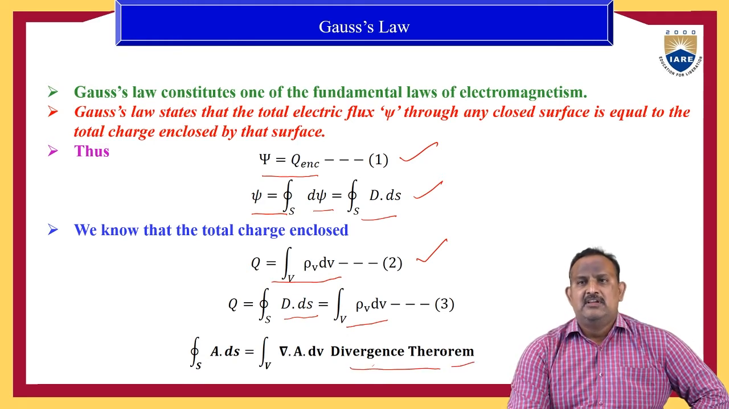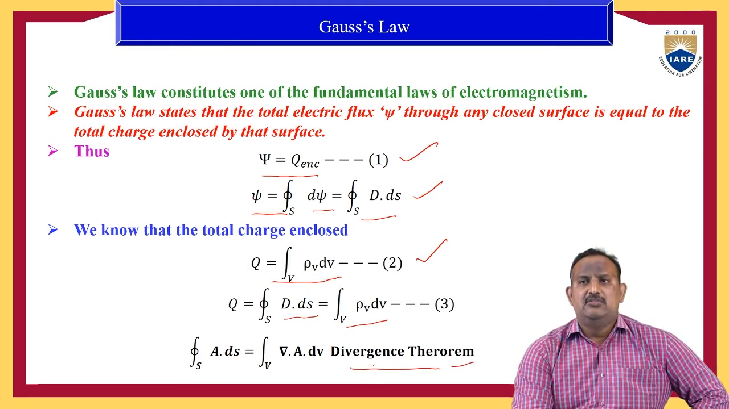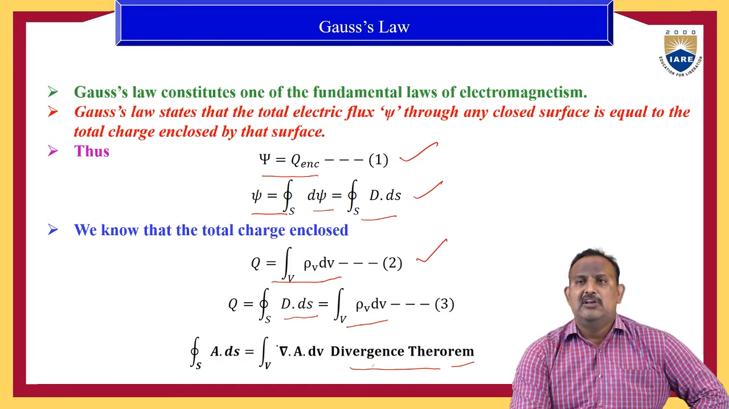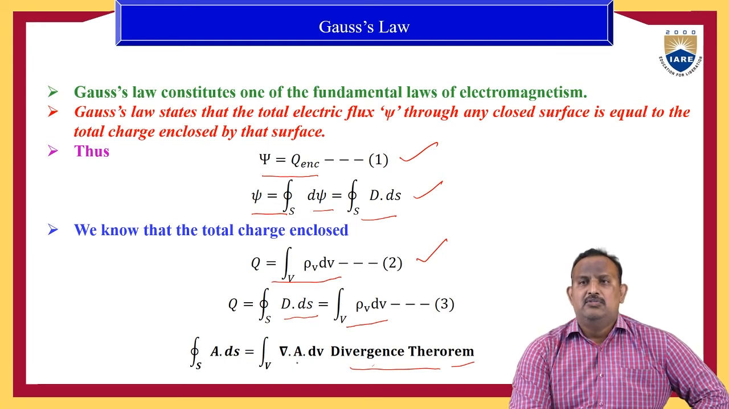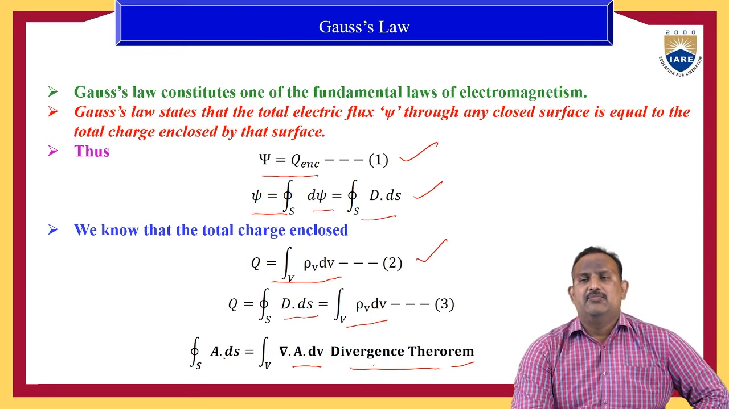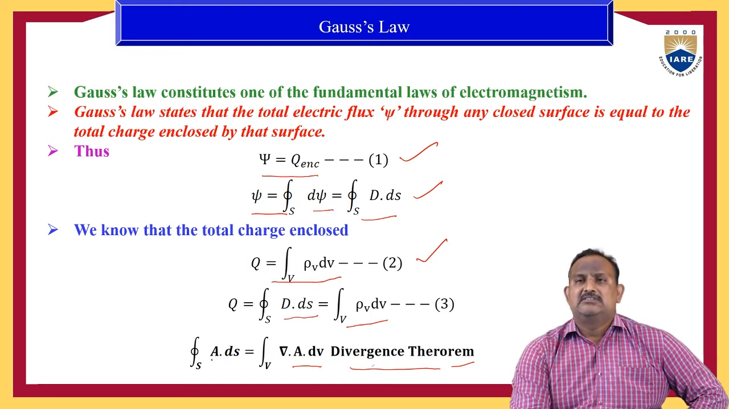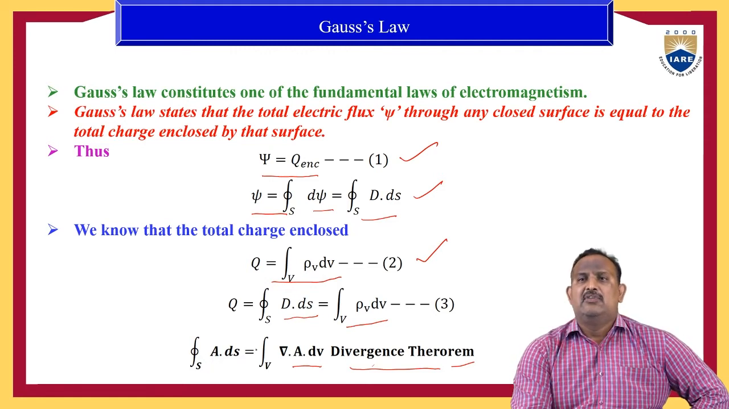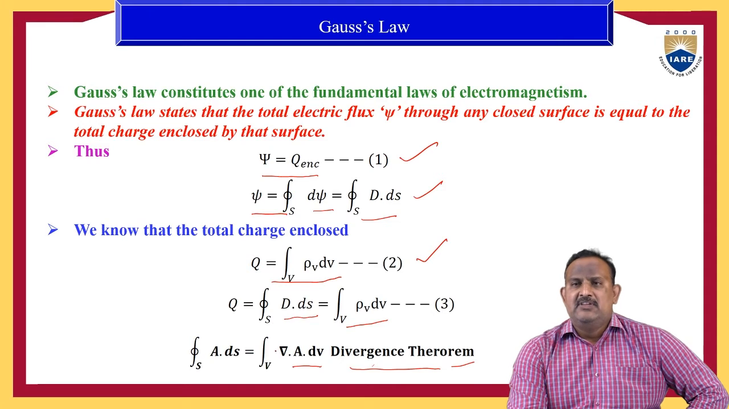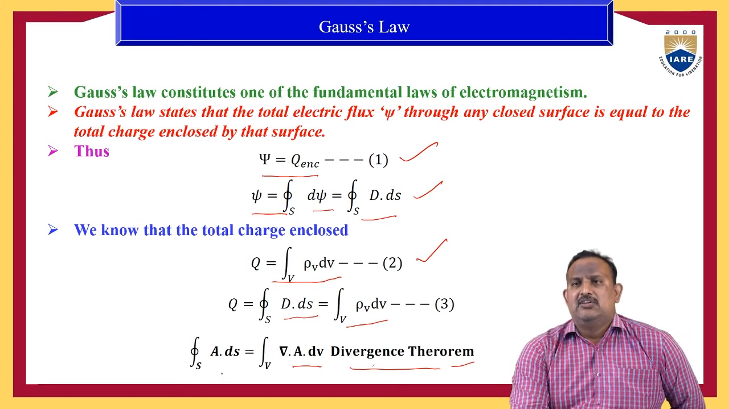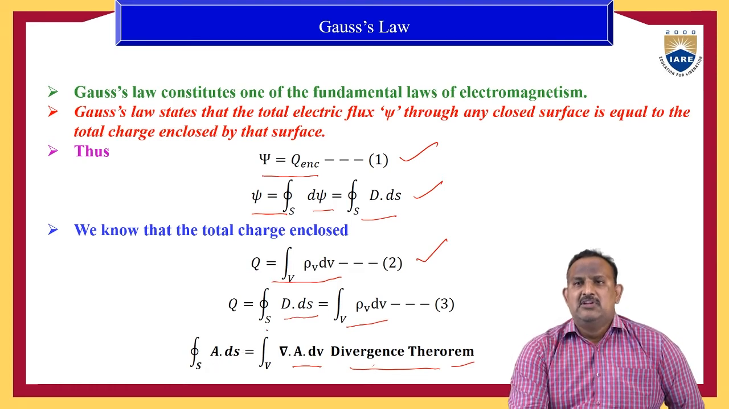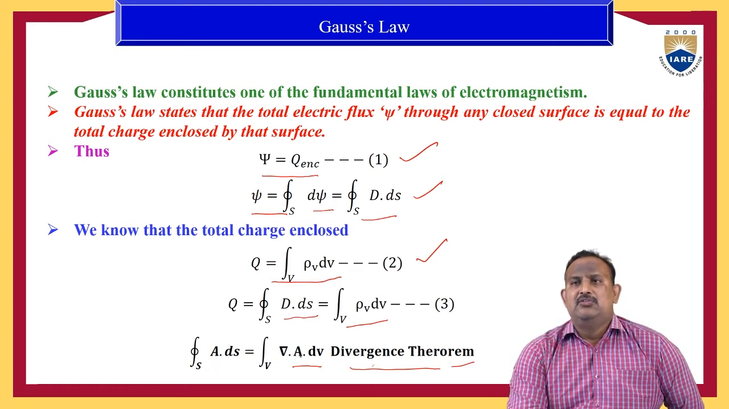According to the divergence theorem, the surface integral of A into dS, where A is some vector, is equal to the volume integral of del dot A into dV. It means if you apply the divergence theorem to the vector, the surface integral converts to the volume integral. So the surface integral of A into dS becomes the volume integral of del dot A into dV.